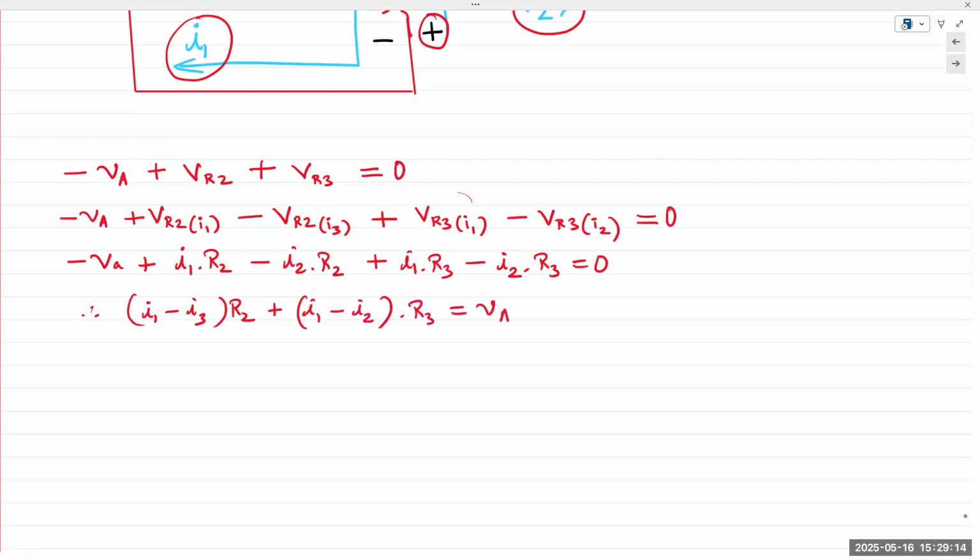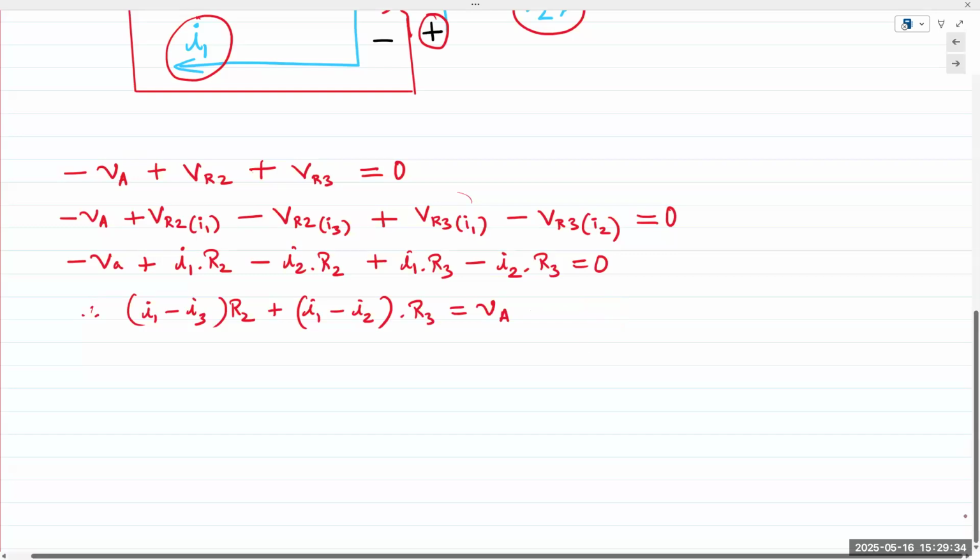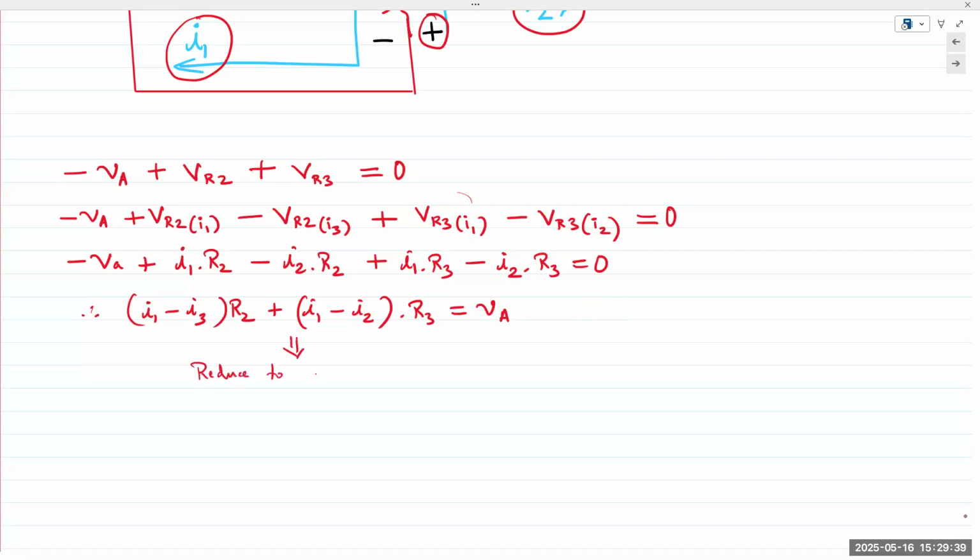Times R3 is equal to VA. At this point, you plug in all the known values. Your known values would be your resistor values and your source, which is VA. And you have generated equation 1. So reduce to AX plus or minus BY plus or minus CZ is equal to plus or minus D. A, B, C, D are constants. X, Y, Z are your variables or your mesh currents.